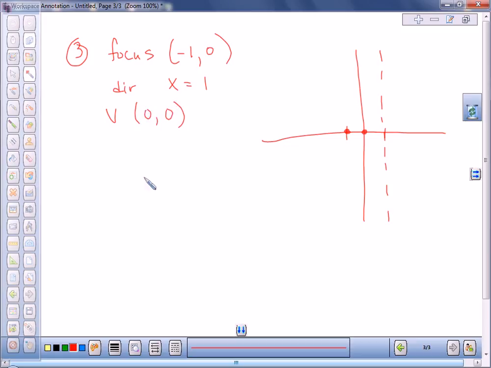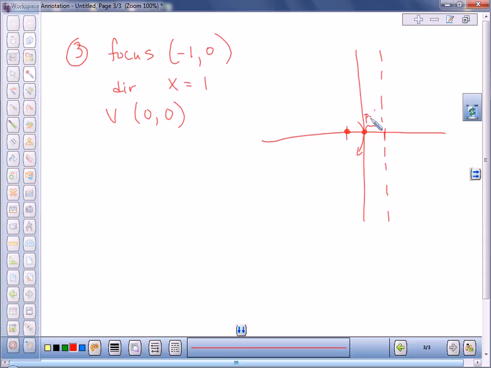Okay, we also know which way it's going to open. It has to open left. How do we know that? Because the directrix is here and the focus is here. The focus is always inside the parabola. Now, we also know what P is. We know P is 1.